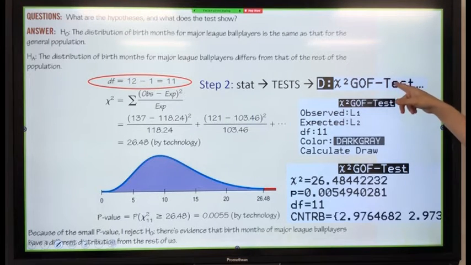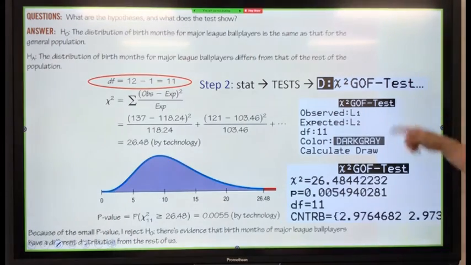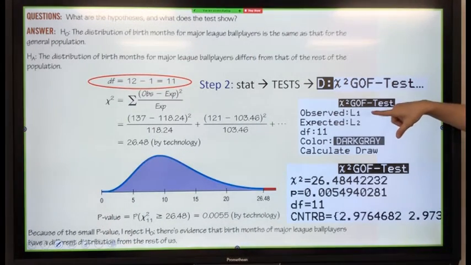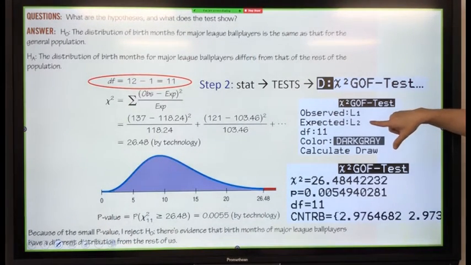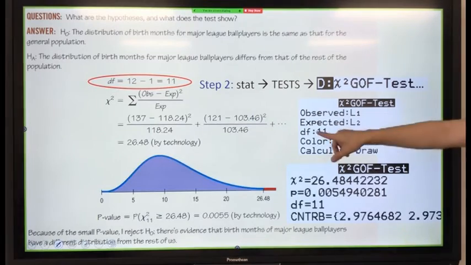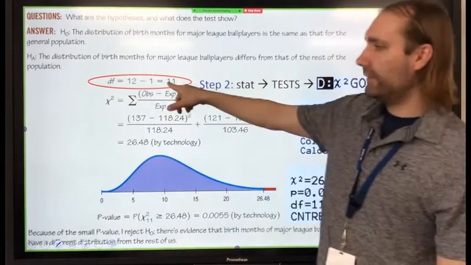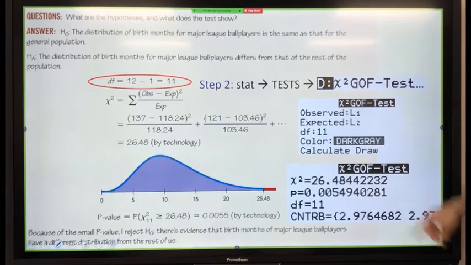Goodness of fit. Good job. Goodness of fit, and hit enter. You'll see you want your observed to be in L1 and expected in L2, just like we did. And DF, our degrees of freedom, was 11. Go down to calculate, and you'll get your p-value. Our p-value is very, very small.